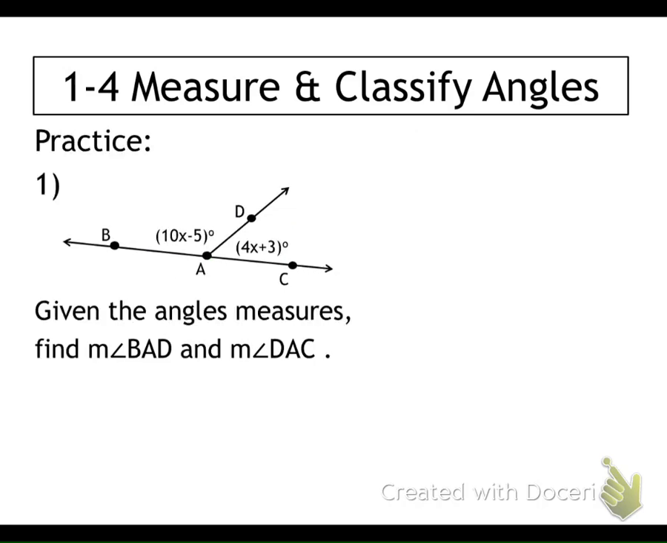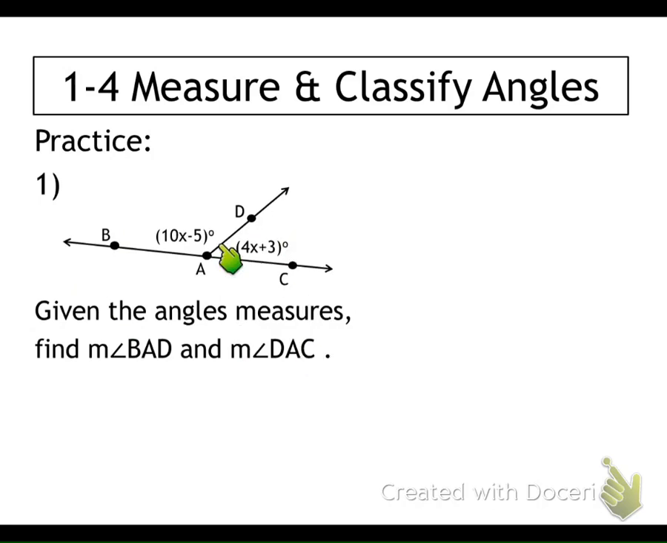You're going to have a couple of these. So if you want to just write out a couple of them, just draw out another couple of these types of angles. That might be beneficial. But you've got 2 angles here. I went straight to the hard ones. That's 10x minus 5, and that's 4x plus 3. The degree sign means these just represent angles. Now, given the angle measures, find the measure of angle BAD, that's this angle, and the measure of angle DAC, which is this angle.